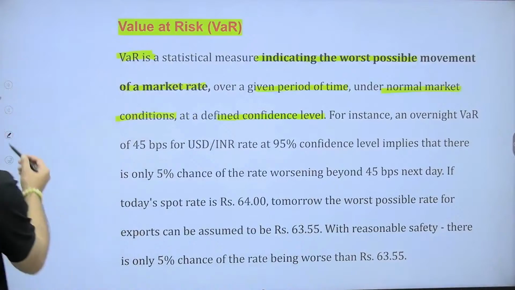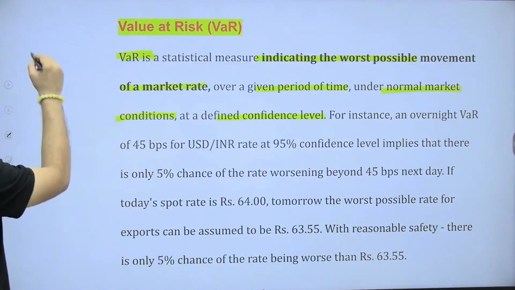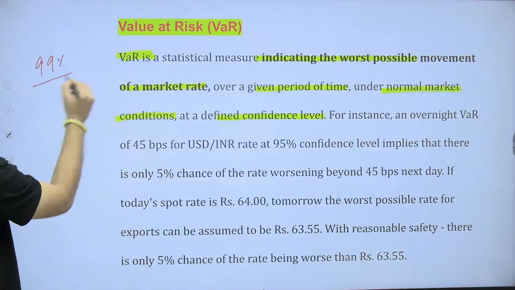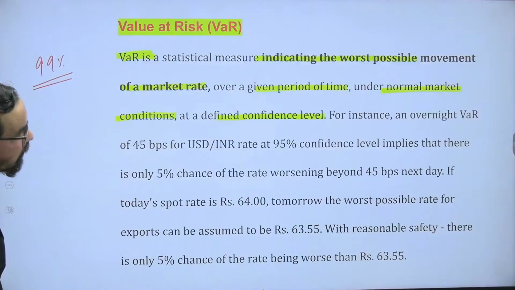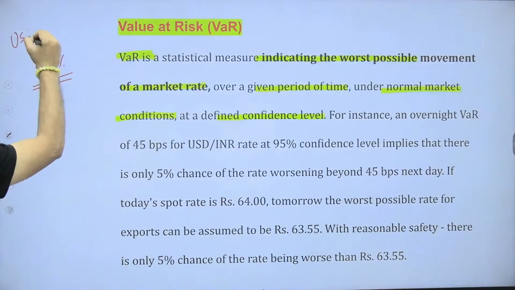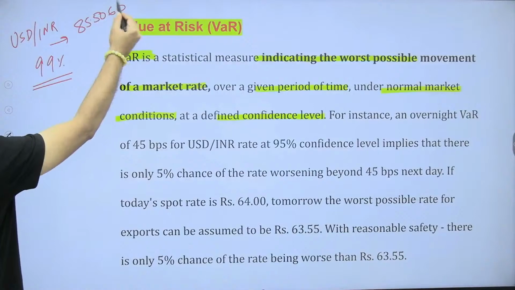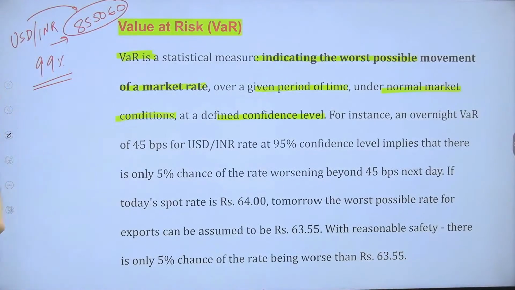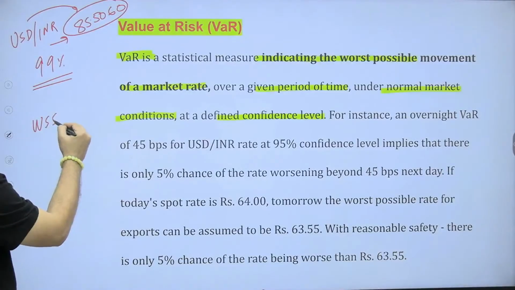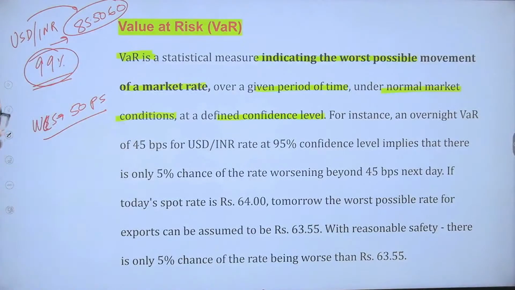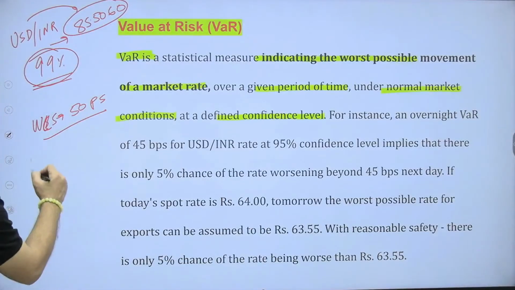Let's say the confidence level is 99%. The other tool is, let's say, the USD INR. We are studying the USD INR, and the current price is, suppose, 85.5060. So let's say this is the rate, and for this one the worst case scenario is, suppose, 50 paisa, and confidence level is 99%, and duration is, suppose, 1 week. So we are calculating for 1 week.